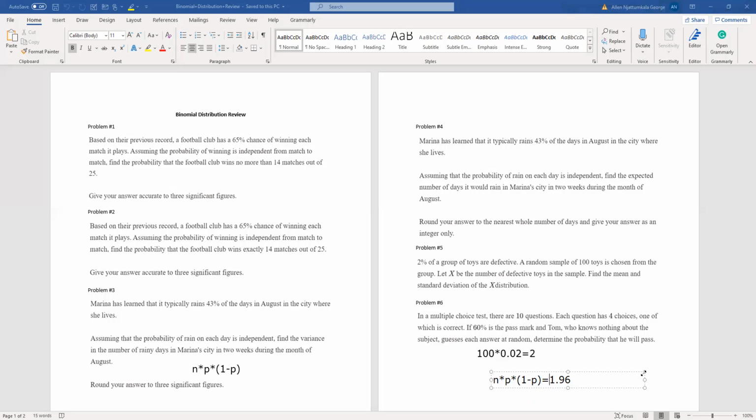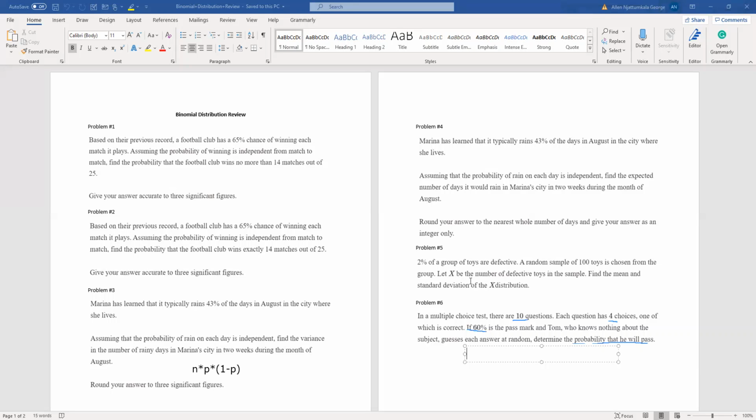Okay, next problem. In a multiple choice test, there are 10 questions. Each question has 4 choices, one of which is correct. If 60% is a pass mark, and Tom, who knows nothing about the subject, guesses each answer at random, determine the probability that he will pass. Thank you, Andrew, for highlighting it.